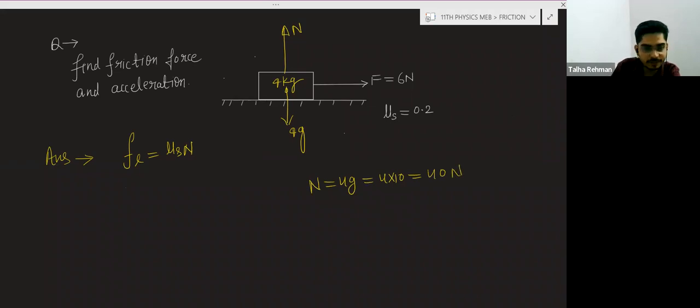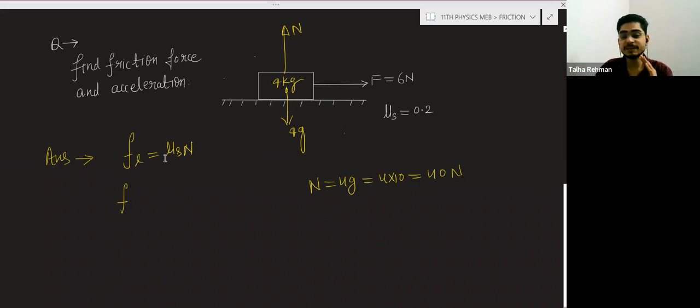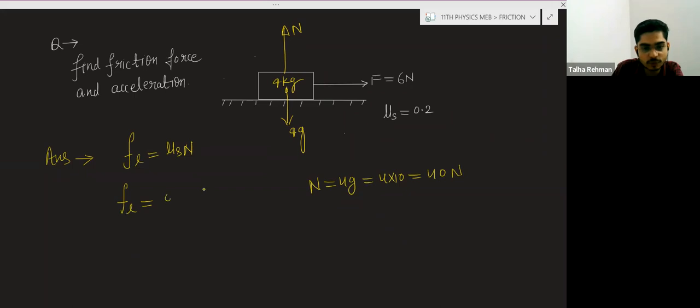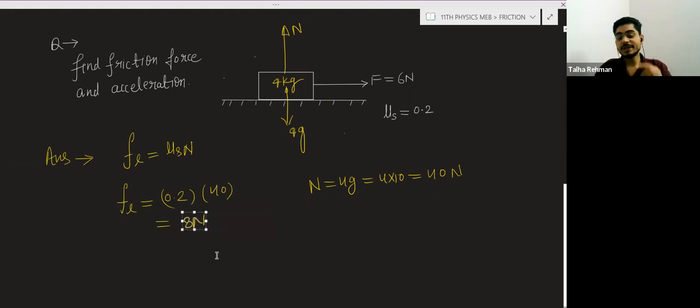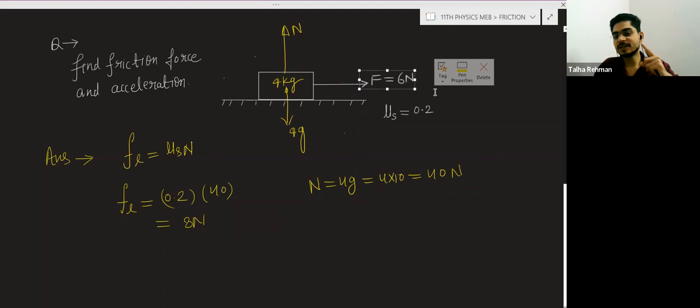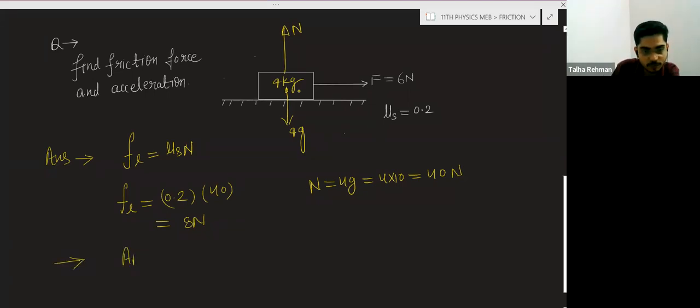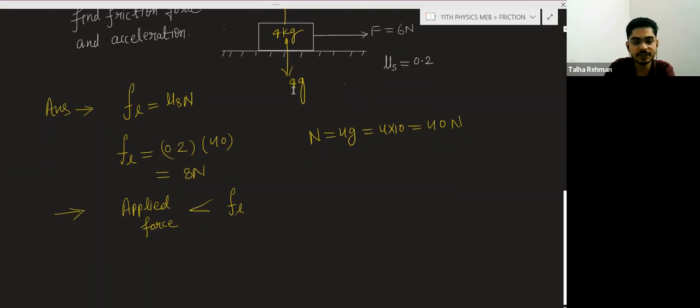Now, what is the meaning of the limiting value of the friction? It is the maximum static friction. So the limiting value of friction force will be mu s, 0.2, times the normal reaction, 40, so it becomes 8 newton. This means 8 newton of external force will be required to move this object. So will this object move or not? It will not move, because here the force is 6 newton. So the applied force is less than the limiting value of the friction force, or maximum static friction force, and that is why the object will not move.